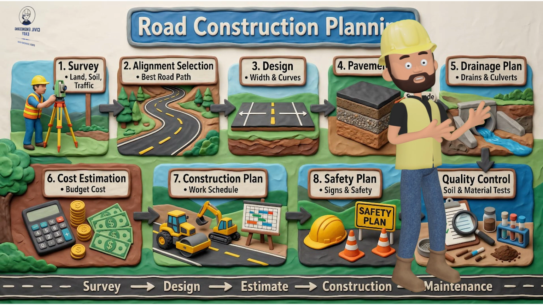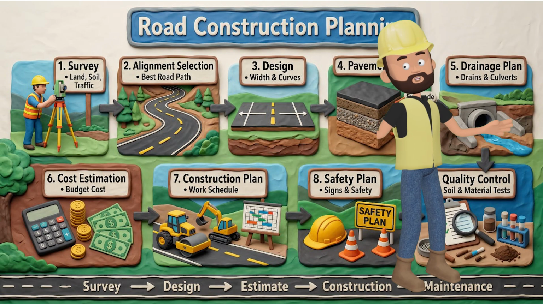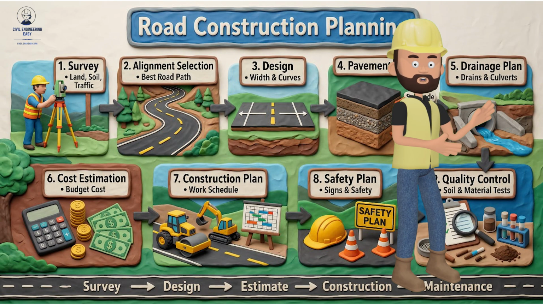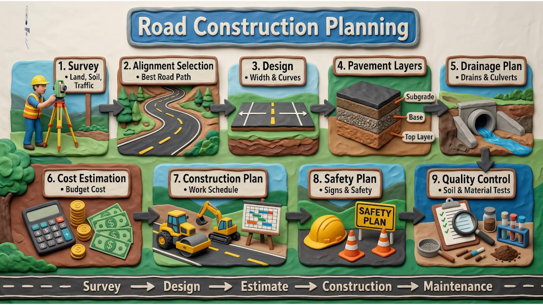Step 5 is the drainage plan. Water is one of the greatest enemies of road infrastructure. A good drainage plan includes designing drains along the roadsides and installing culverts to channel water safely beneath the road. Without proper drainage, water saturates the pavement layers, leading to potholes, settlement, and premature failure.